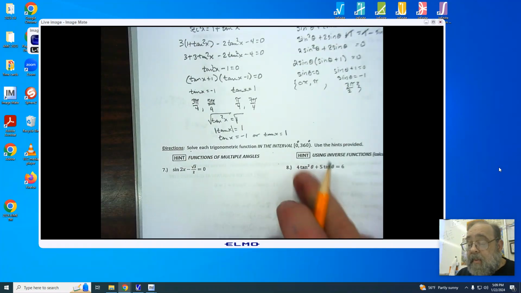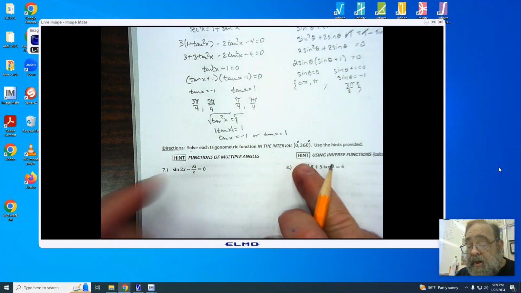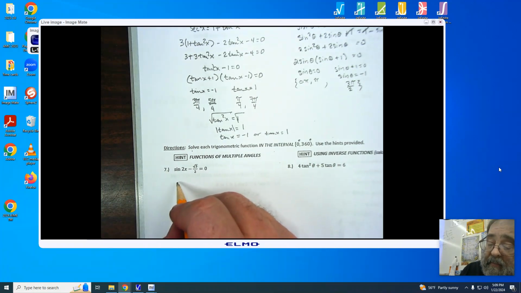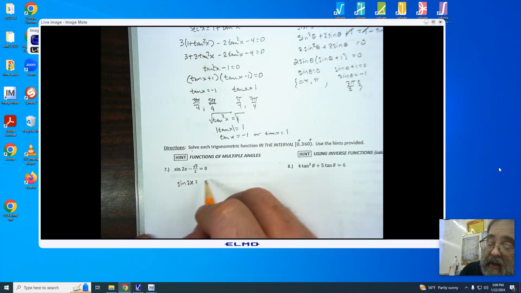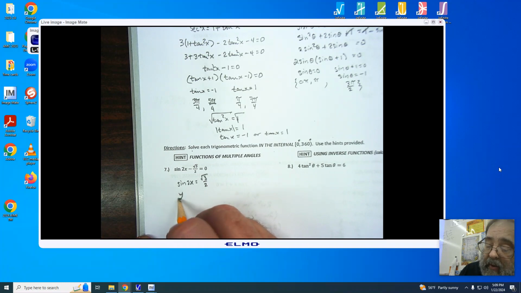We're now in degree mode. We're finding multiple angles, and we're going to do the exact same thing that we've done in the past. We're going to call it sine of 2x equals root 3 over 2, and I'm going to use a dummy variable and let alpha equal 2x. This then gives me the sine of alpha equals root 3 over 2, and I can now identify that this will occur in the first and the second quadrant.